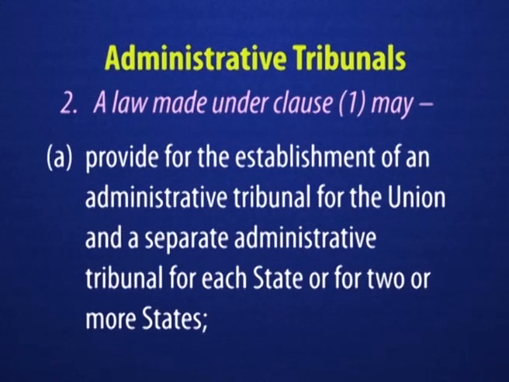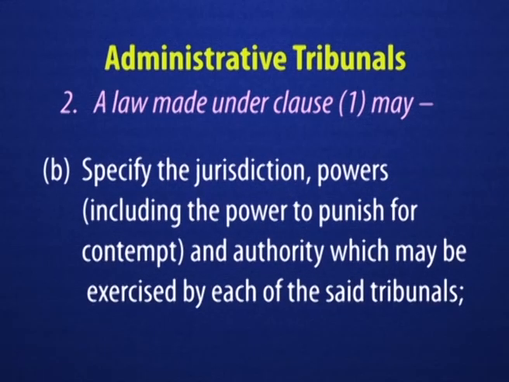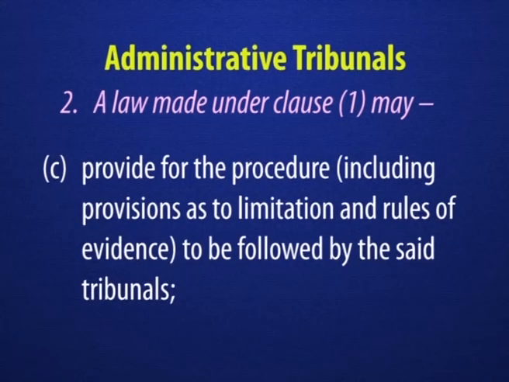Two, a law made under clause 1 may provide for the establishment of an administrative tribunal for the Union and a separate administrative tribunal for each state or for two or more states; specify the jurisdiction, powers including the power to punish for contempt and authority which may be exercised by each of the said tribunals; provide for the procedure including provisions as to limitation and rules of evidence to be followed by the said tribunals.